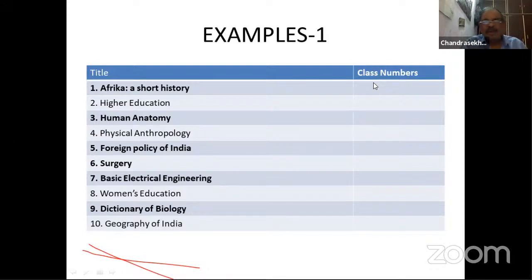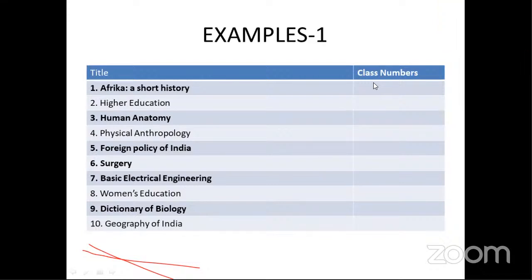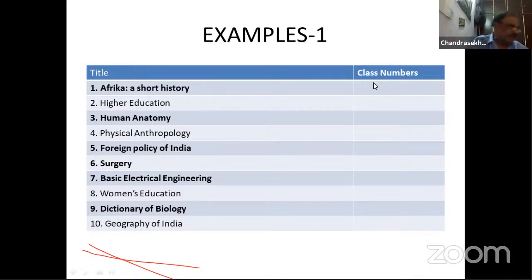Then dictionary of biology. Biology is life sciences, so 570. 570 is life sciences. Directly they have given it: 570 is biology.